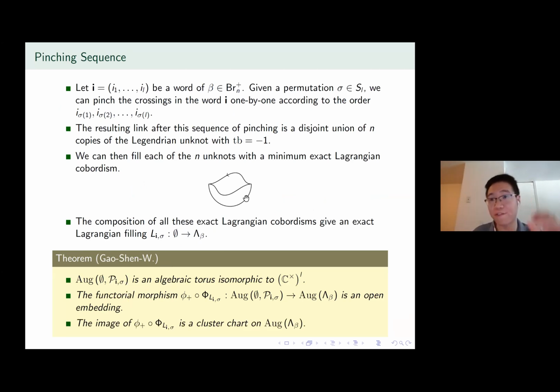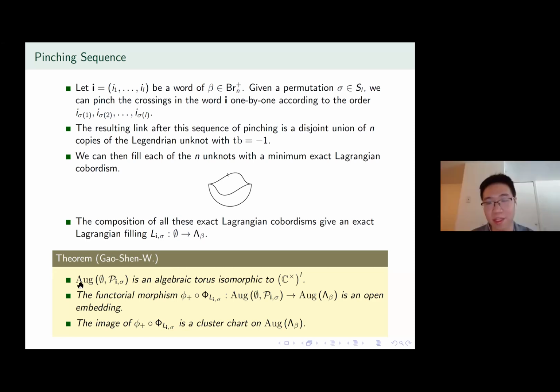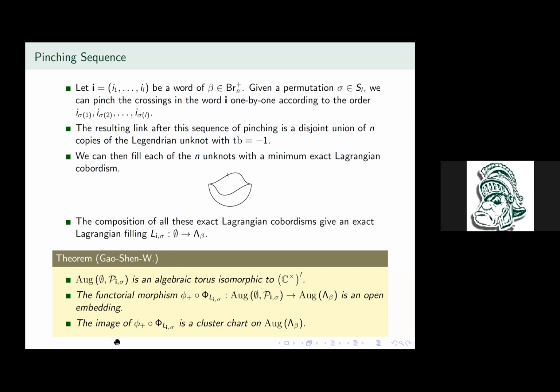For this kind of filling that we constructed by pinching, we know that the resulting augmentation variety of the empty set with the decorations is an algebraic torus. And then the functorial morphism from this cobordism gives you an embedding of the torus into the augmentation variety, and the image of this embedding is exactly a cluster chart.